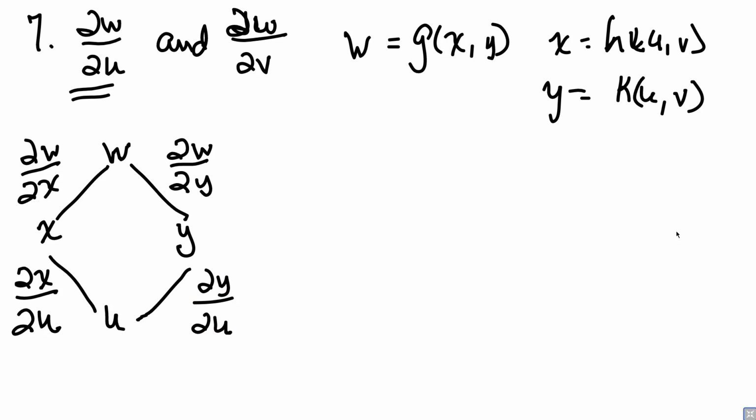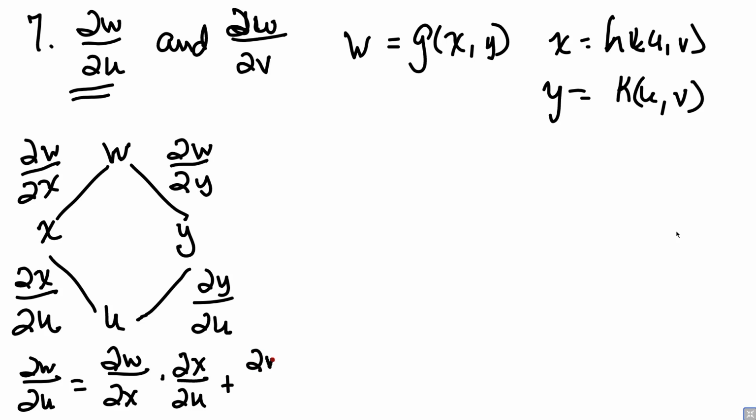Okay. All right. So we say that the partial of w in respect to u is equal to the partial of w in respect to x times the partial of x in respect to u plus the partial of w in respect to y times the partial of y in respect to u. Okay. Now we do the other one.